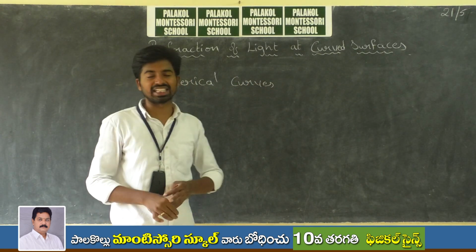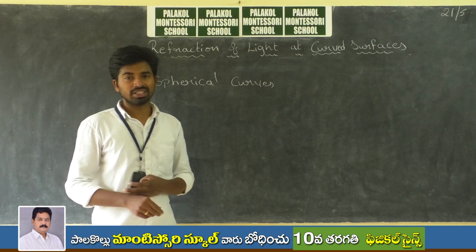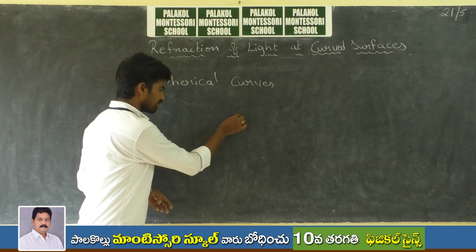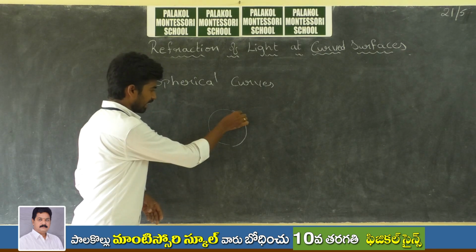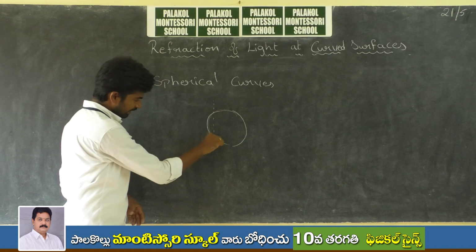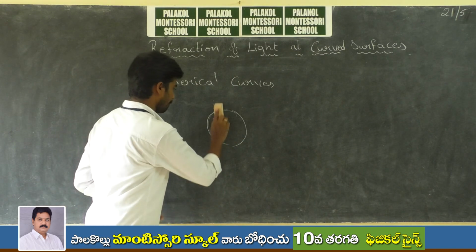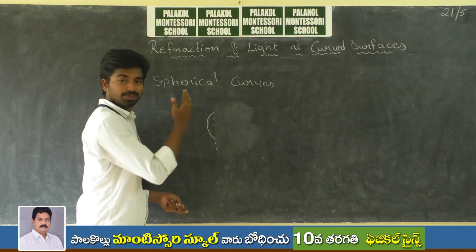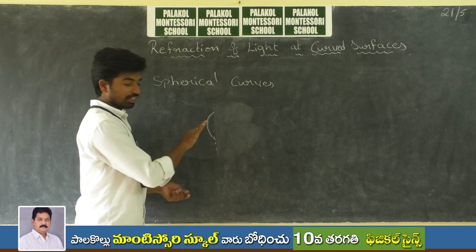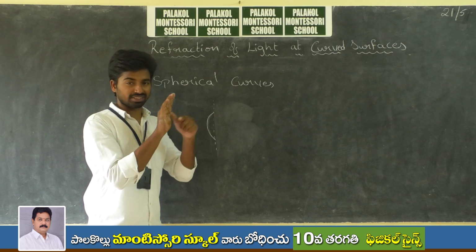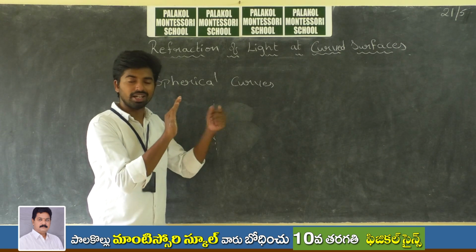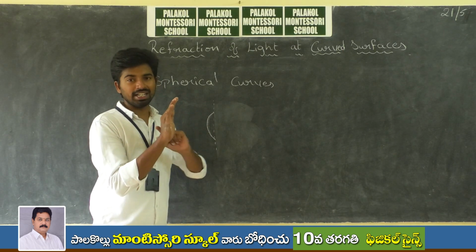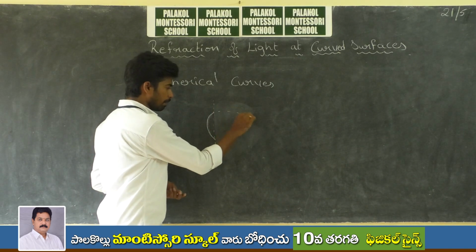What is meant by a spherical curve? Let us consider a tennis ball or a rubber ball. If you cut the ball, let us cut a small portion of the ball, and here you will have a curved surface. That curved surface is a part of the ball which is in the shape of a sphere.